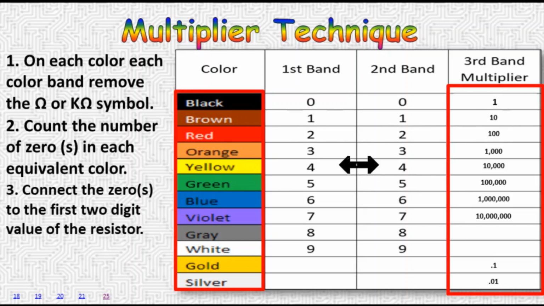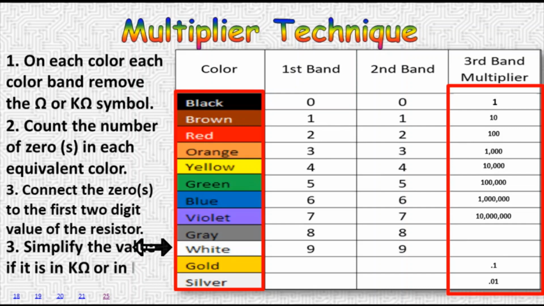Okay? So, kung 1,500 siya, ano yung susunod na step? Simplify the value if this in kilo ohms or in mega ohms. So, ibig sabihin, i-simplify na siya gaya ng 1,500 ohms naging 1.5 kilo ohms. Okay? Let's try this one. Subukan natin itong isa.